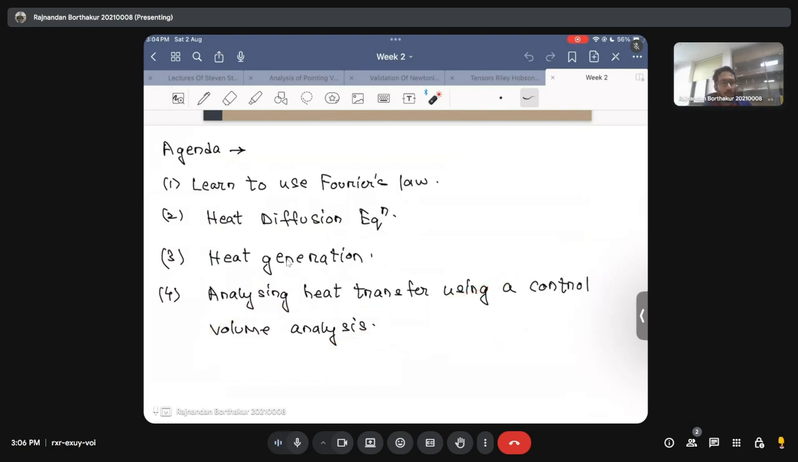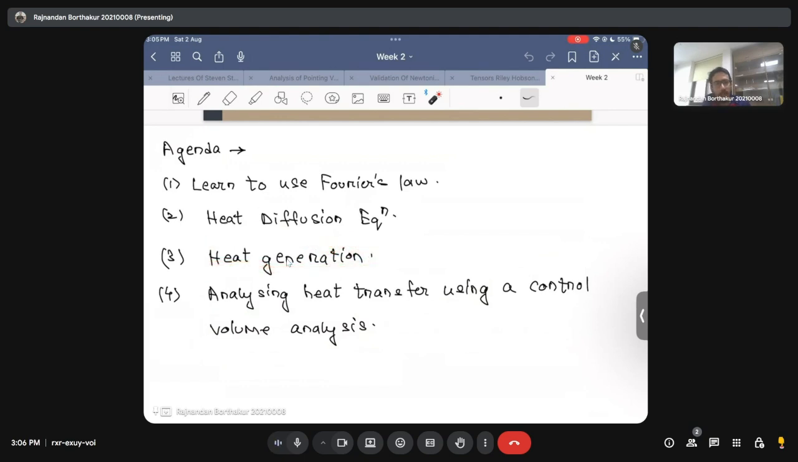That is, we will be solving conduction problems using a control volume analysis, because this is one of the basic things that enables us to deal with a problem more formally, and also helps us develop more insights into the problem. So we will be sticking to these concepts of analyzing heat transfer problems using a control volume analysis. And towards the end, we will look into the concept of heat generation.